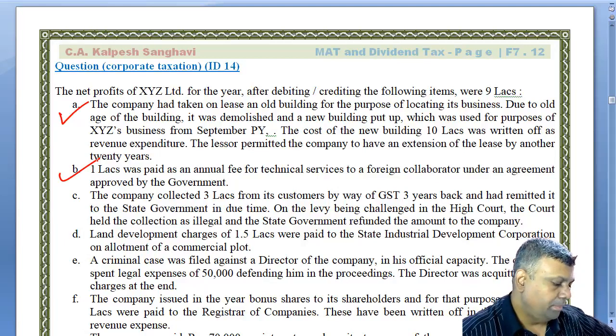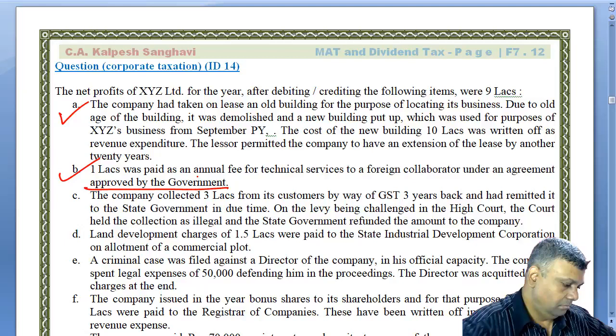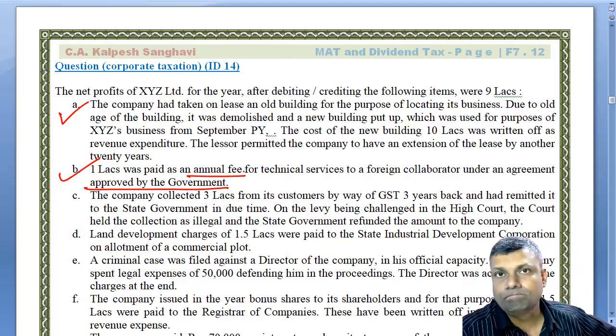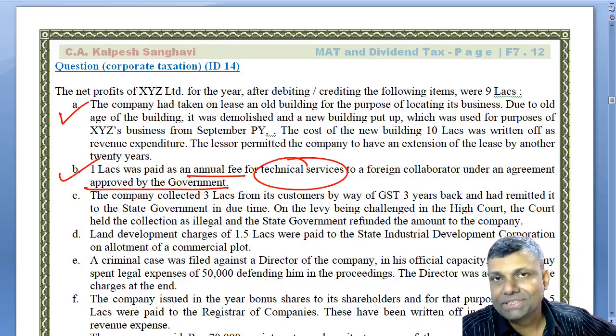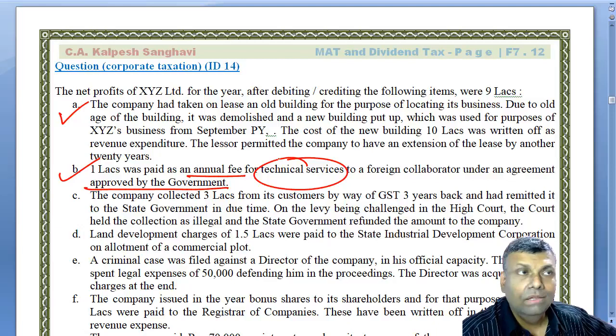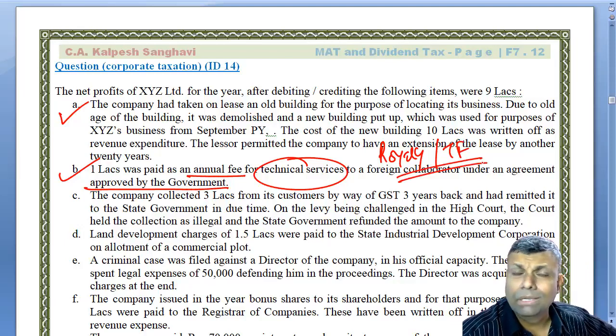₹1 lakh was paid as an annual fee for the technical services to a foreign collaborator under agreement approved by the government. This is an annual fee for the technical services. You know, there is something as a royalty technical fees. Keep that in mind. And this royalty technical fees sometimes becomes confusing, because there may be a royalty technical fees which is directly in connection with the asset installation. But here, nothing of that sort of extra data is printed in the question.